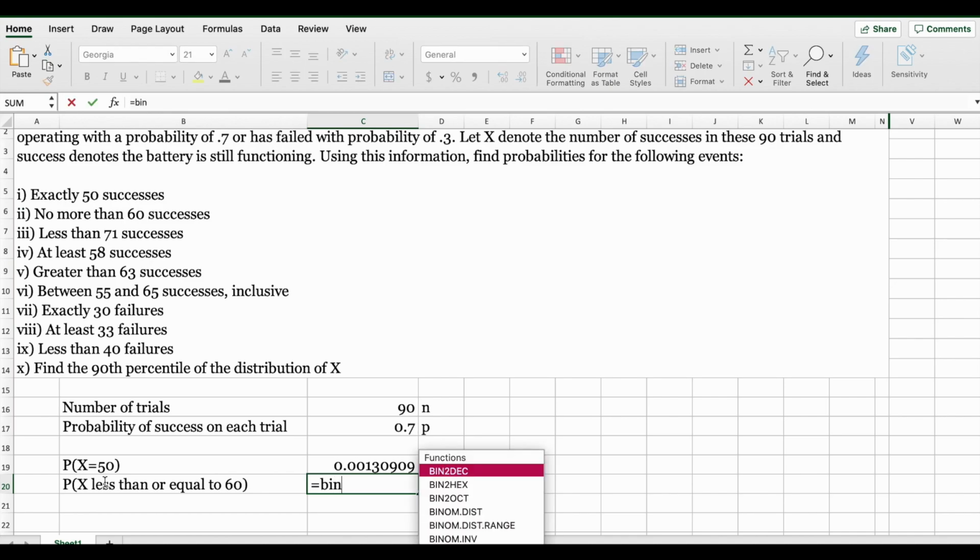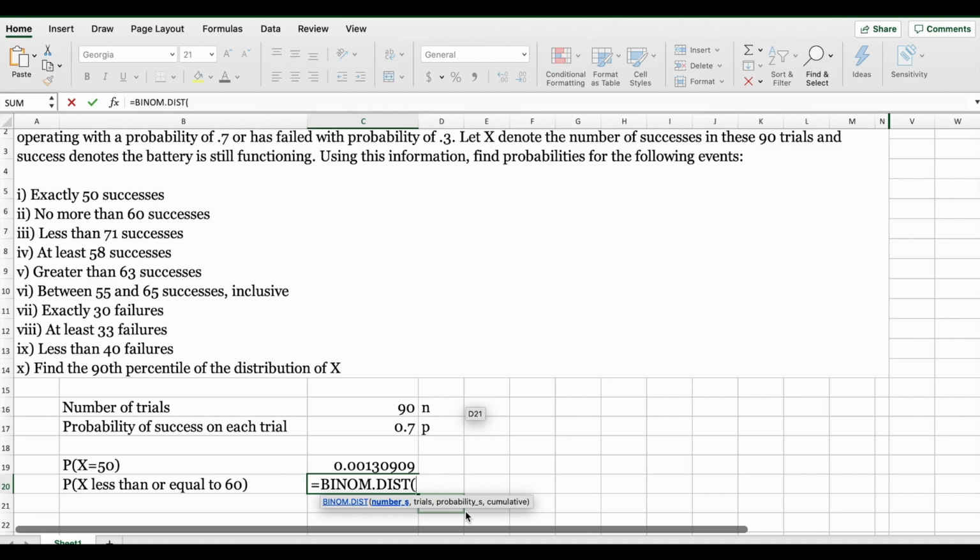So let's get started with the binom.dist function. Here the x value is again 60, comma, trials is again 90, probability of success is still 0.7, and here are the two options, true and false. In the first question, when we were looking for probability when x is exactly 50, we used the false statement. But here, since we're looking at the left side of the curve all the way to 60, we're going to use the true statement because it's cumulative.